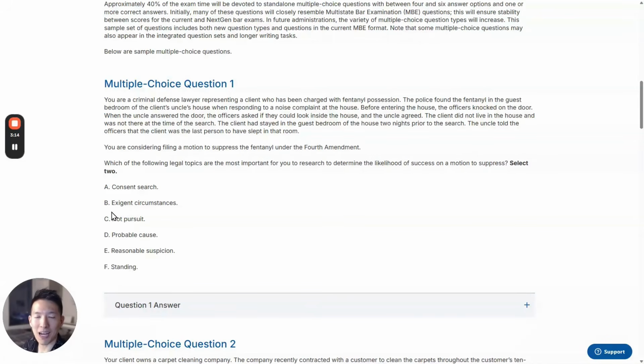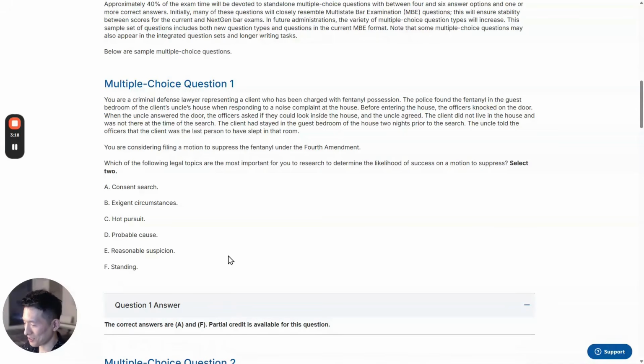And of course, because I have the benefit of hindsight, we can check the answer. The correct answers are indeed standing and consent search. So you will get partial credit if you get one of these correct. If you got consent search, you will get 1 point. If you get standing, you get another point. So congratulations for solving this.